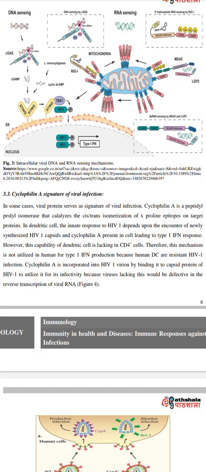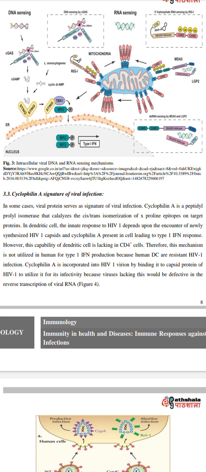Then cyclophilin A, a sensor of viral infection. In some cases, a viral protein serves as a sensor of viral infection. Cyclophilin A is a peptidyl-prolyl isomerase that catalyzes cis-trans isomerization of proline residues on target proteins. In dendritic cells, the innate response to HIV-1 depends upon the encounter of newly synthesized HIV-1 capsids with cyclophilin A present in the cell, leading to a type 1 IFN response. However, this capability of dendritic cells is lacking in CD4 plus cells. Therefore, this mechanism is not utilized in humans for type 1 IFN production because human DCs are resistant to HIV-1 infection.